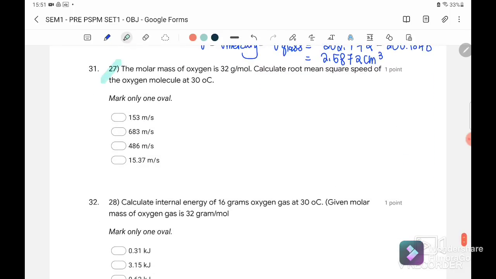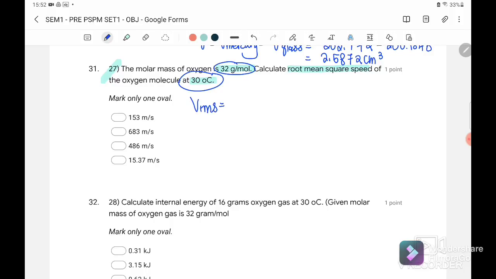Next question is number 27. The molar mass of oxygen is 32 grams per mole. Calculate the VRMS of the oxygen molecule at 30 degrees Celsius. So what information do we have here? We have the molar mass and the value for the temperature. Now we want to find VRMS.